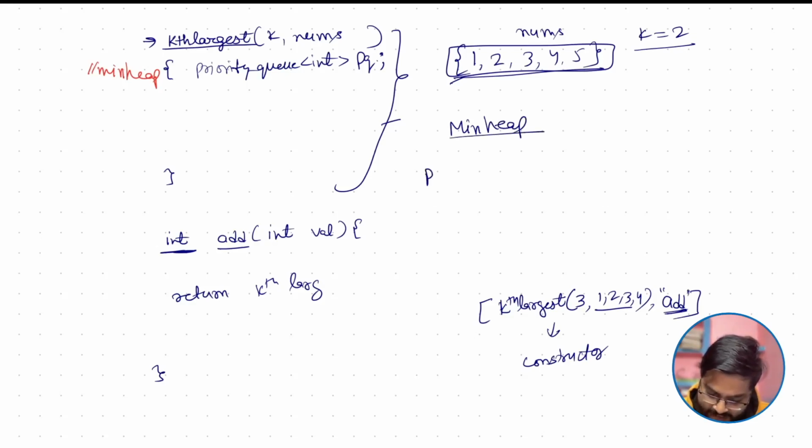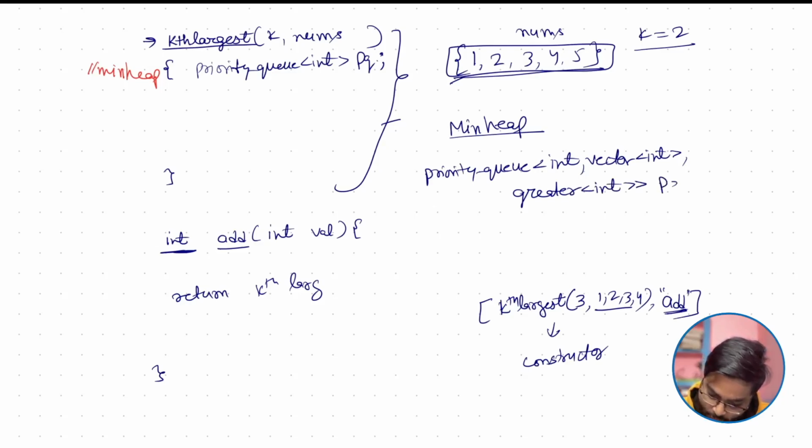What we can do, we can write priority queue, and int comma vector int comma greater int, that you need to remember. That is syntax only, comma pq. So I'm writing min heap here only. I have defined the priority queue here.